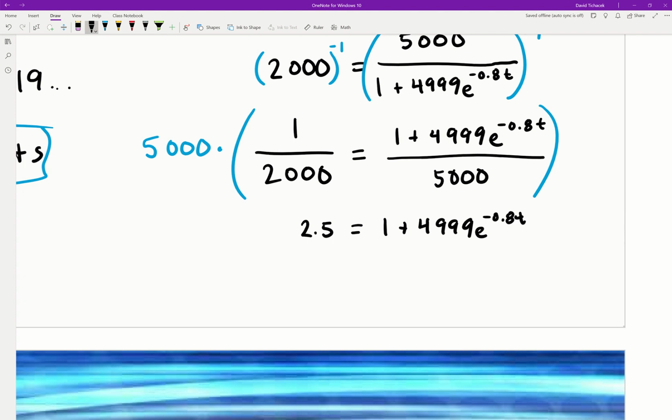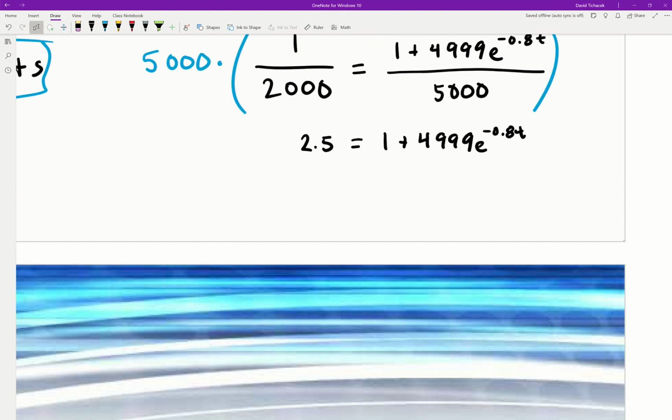Okay, and the rest of the steps here are going to be pretty straightforward. We're basically just doing our inverse operations to isolate that exponential, which I'm not going to demonstrate here. You would basically be subtracting 1 from both sides and then dividing both sides by 4,999. And what you would end up with at this point would be the following: after you convert the formula, you would have the natural log of 1.5 divided by 4,999, and that's going to be equal to your negative 0.8t.